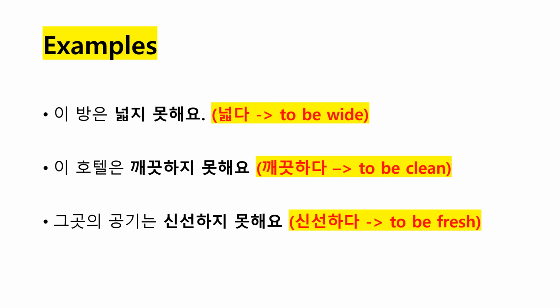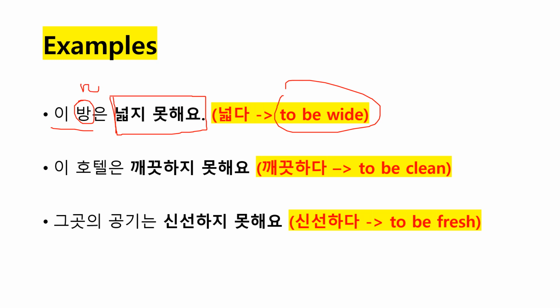So 이 방은 넓지 못해요. 이 방은 넓지 못해요. So we have it here. 넓다, as you can know, to be wide. So 방 is a room, right? 방 is a room. Sorry for my writing. It's a room. 방, not bang, it's 방, okay?